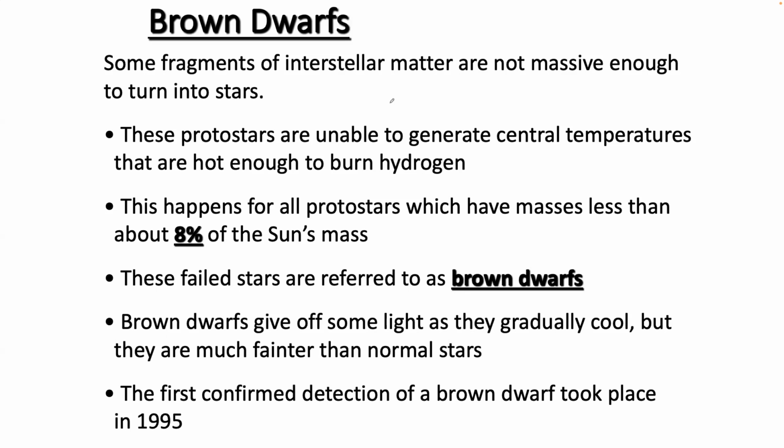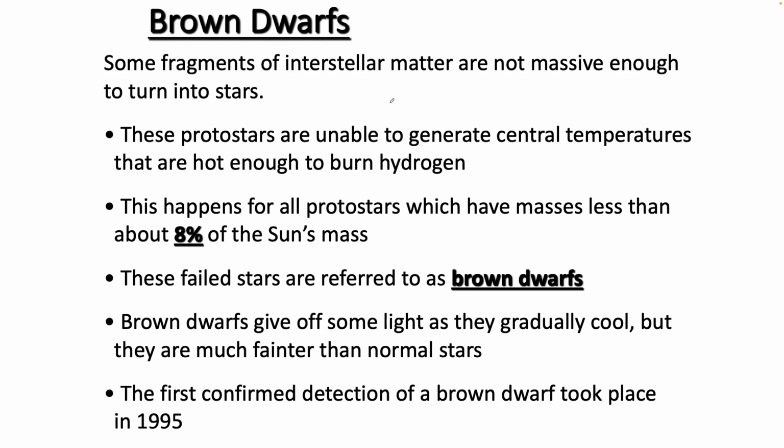Basically, statistically, this happens for all the protostars which have masses less than 8% of the mass of the sun, right? So if a protostar has a mass that is less than 8% of the mass of the sun, these types of stars are not capable of creating that central temperature to burn hydrogen into helium, right? Now we use a specific name for these kinds of stars, that is brown dwarfs.